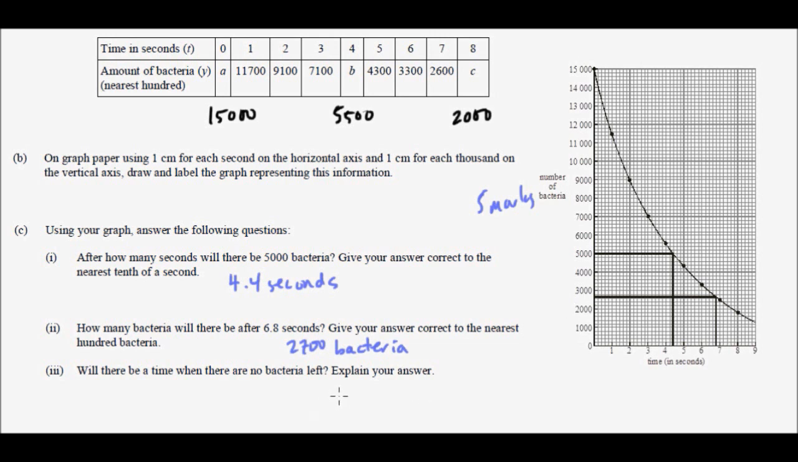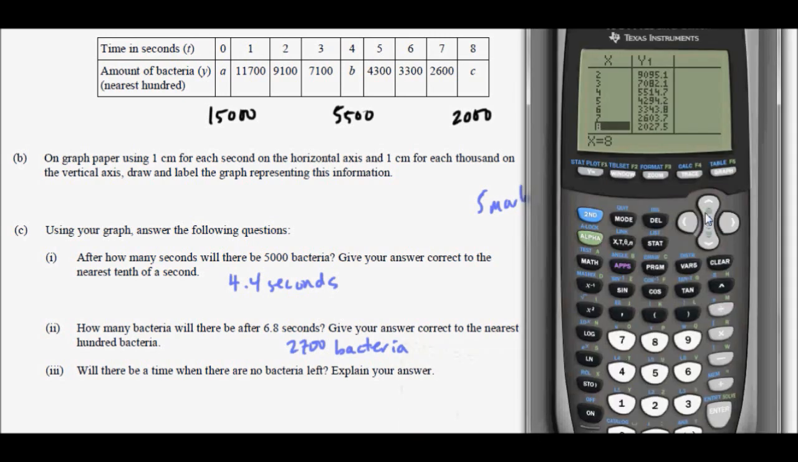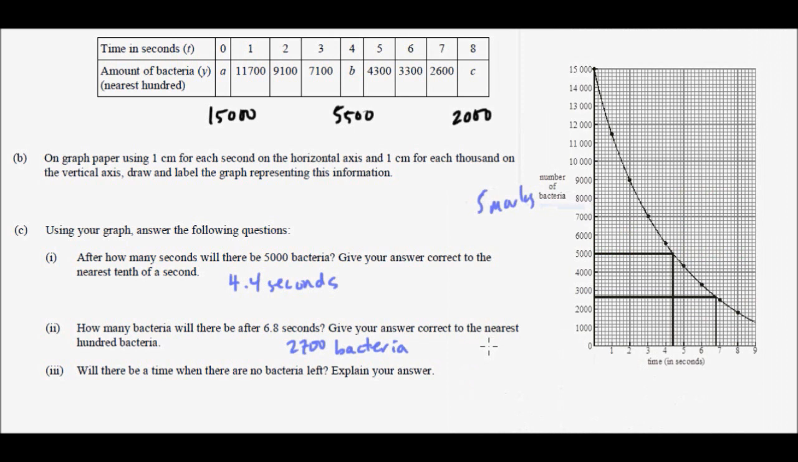Now, will there be a time when there's no bacteria left? Well, technically no, because if we went back to the calculator and looked at this, let's just keep going down here. Look, the numbers keep going down, and it keeps going towards 0, but it's never going to get to 0. Now, in real life, is that true? Probably not, but in this case, theoretically, will there be a time? No. The answer is no, because 0 is a horizontal asymptote.